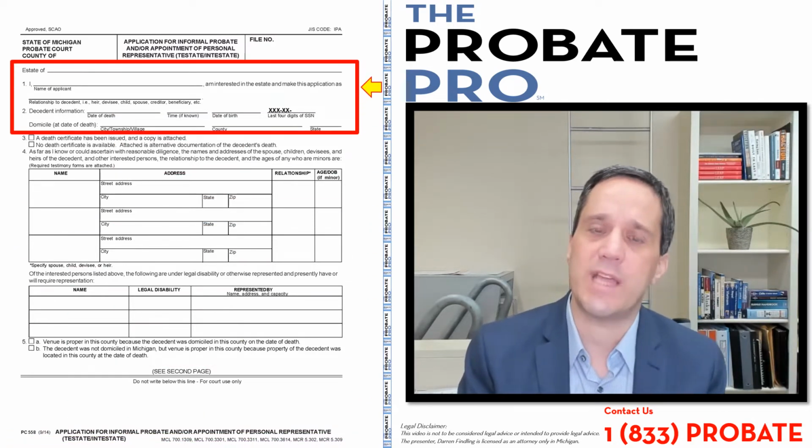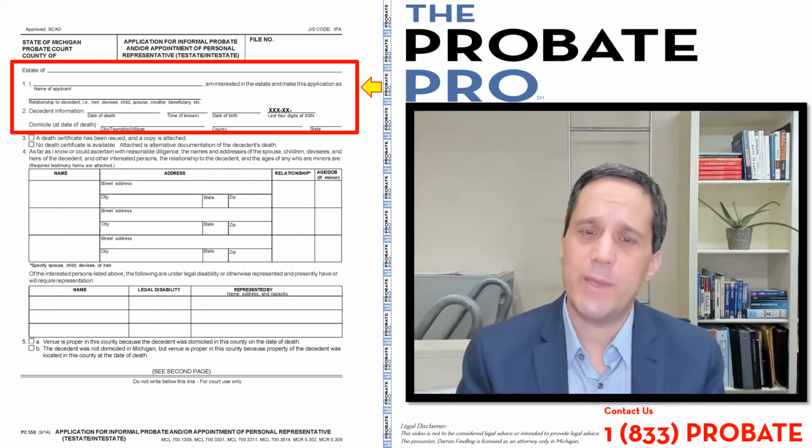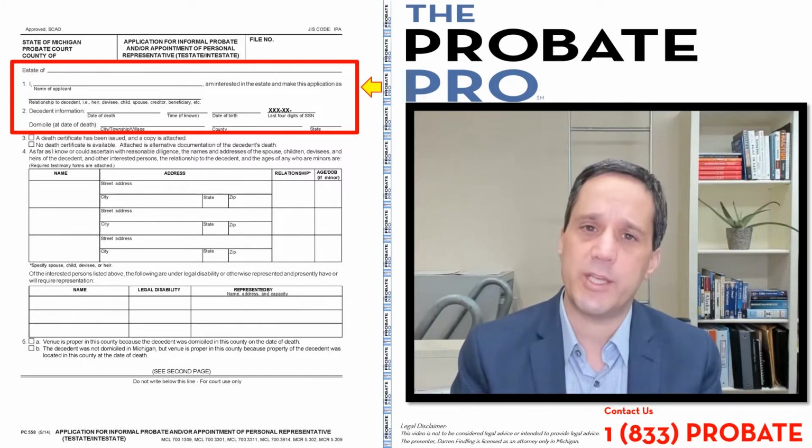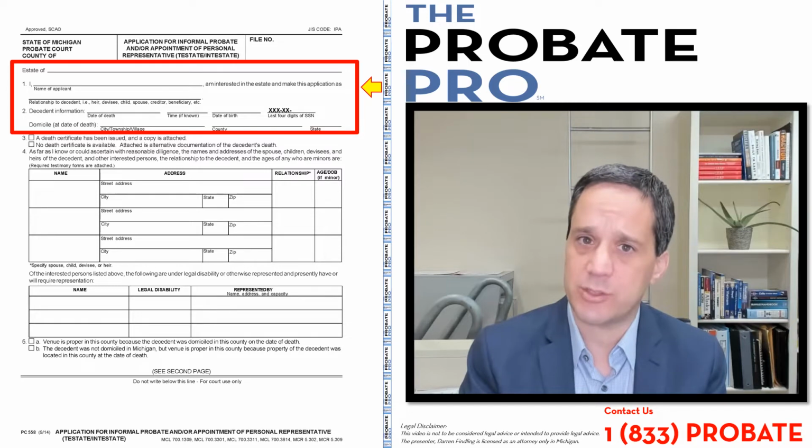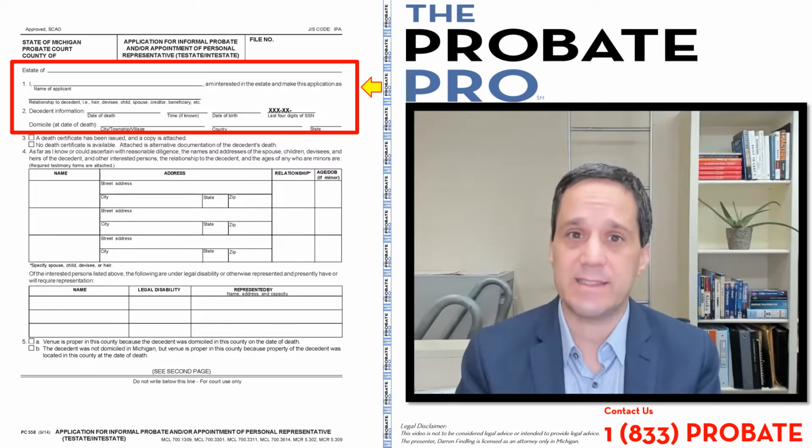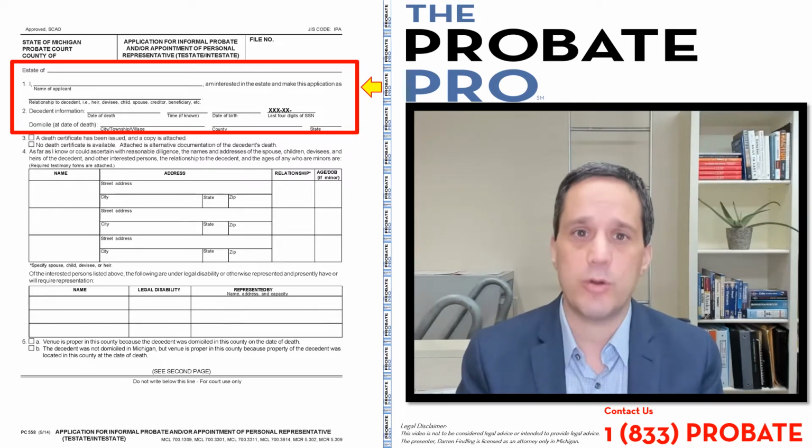At the top, you identify the name of the decedent, and we typically recommend that you use the information that's contained on the death certificate and any aliases that the individual may be known by.